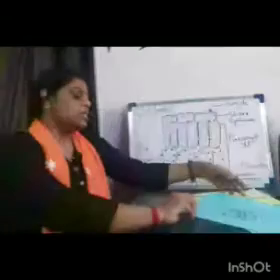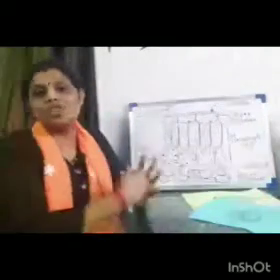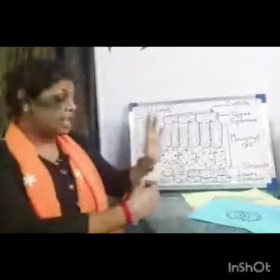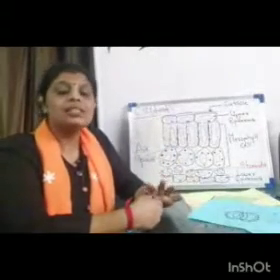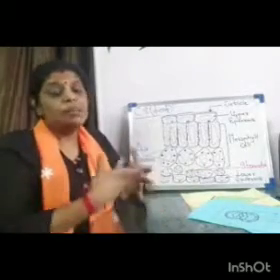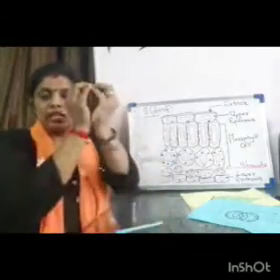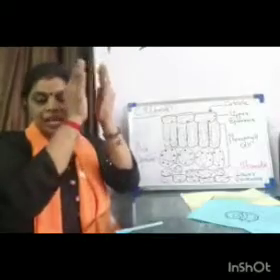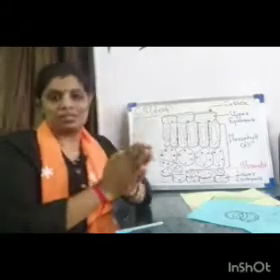Now, the main function of this particular stomata is exchange of gases and water. If maximum water enters inside the guard cells, what will they do? They bulge out, and when they bulge out, the stomata opens up. And when there is no water, the guard cells shrink, and when the guard cells shrink, the stomata closes.